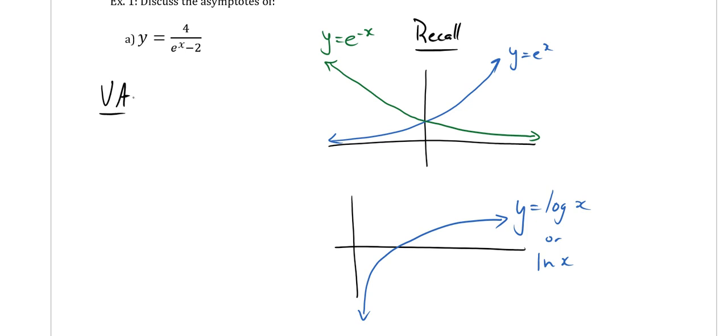Let's take a look at the vertical asymptote of this guy first. The one thing that's the same about this is, when do vertical asymptotes occur? When the denominator is 0. So this is going to be when e to the x minus 2 equals 0.